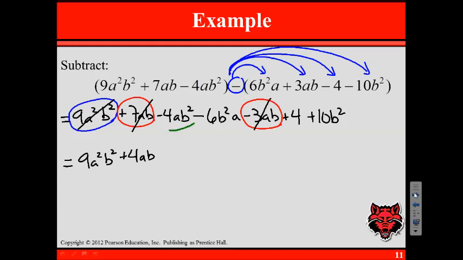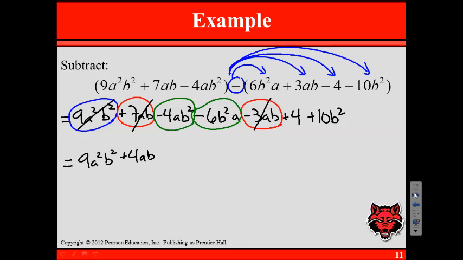Moving right along, we find minus 4ab squared. So we're looking for other terms with an ab squared. And although it doesn't look exactly the same, we find minus 6b squared a. Remember, the order of the variables is irrelevant. Each of these terms has an a, each of these terms has a b squared. So these are like terms.